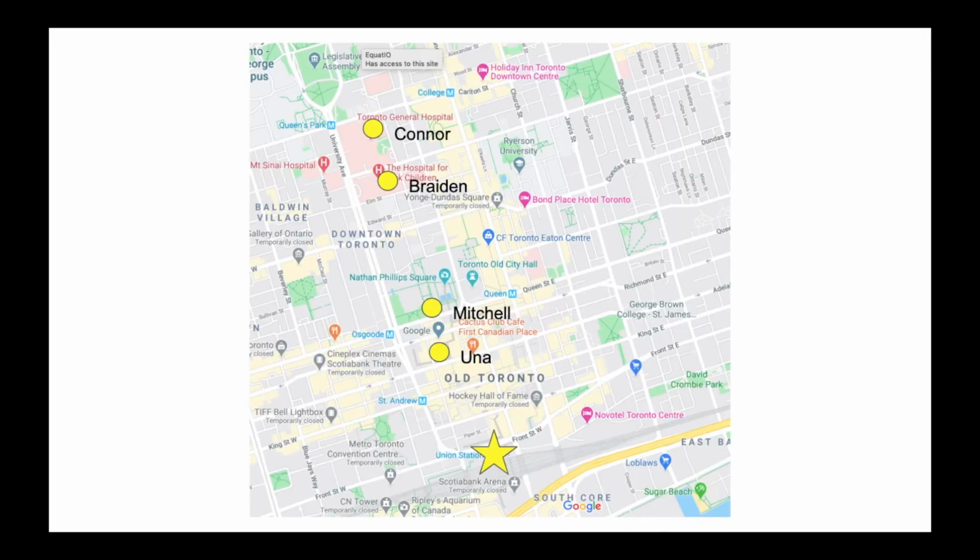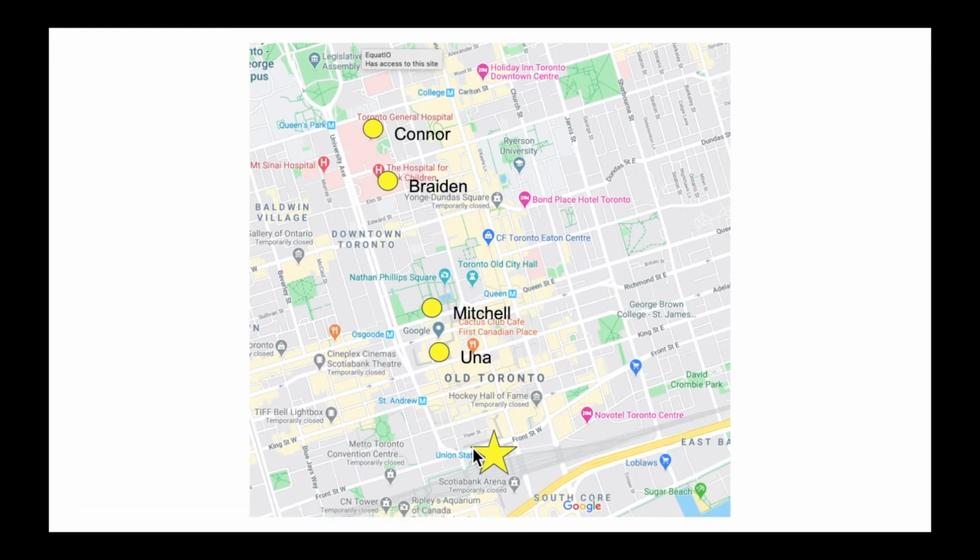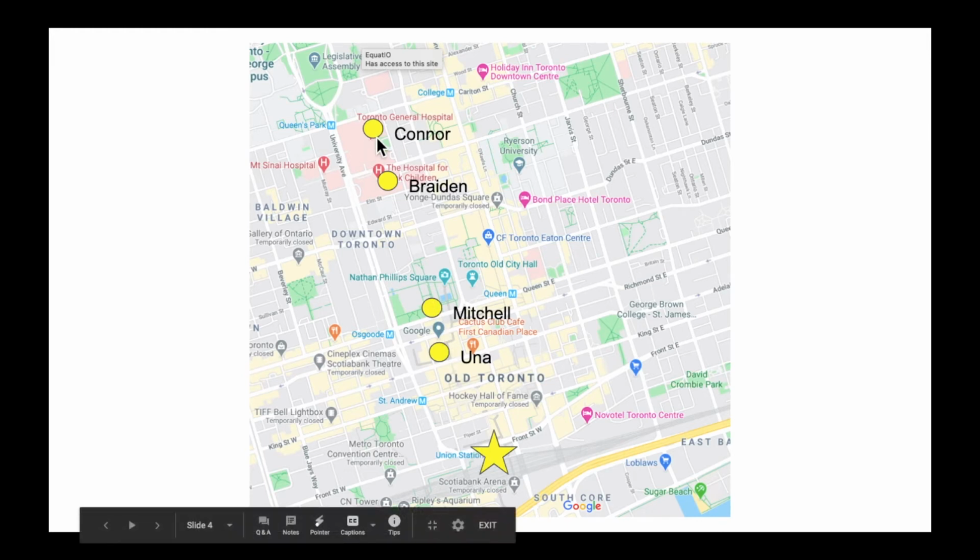Analogy time. All right, let's use this as an analogy, shall we? This is a map, and actually I needed a map of a city that had fairly grid-like streets. So here's one of Toronto. The star down here is Union Station. It's the big train station in downtown Toronto, and you can see here we have 4 people that need to get to the train station.